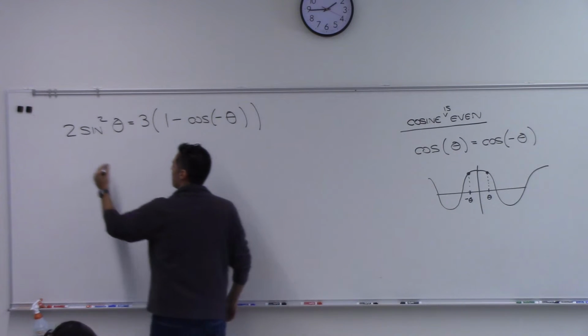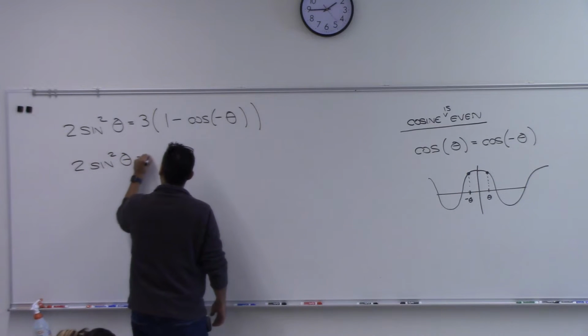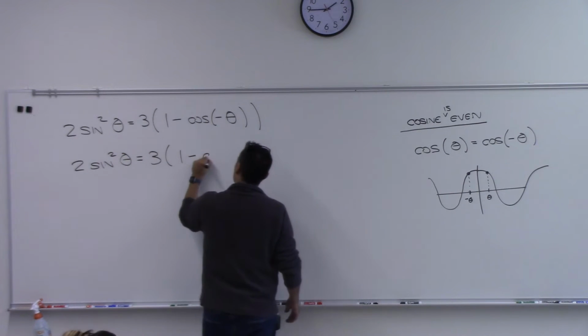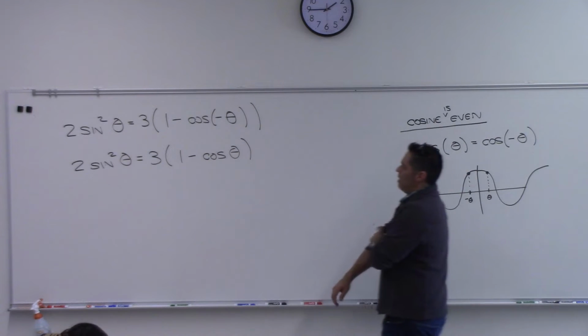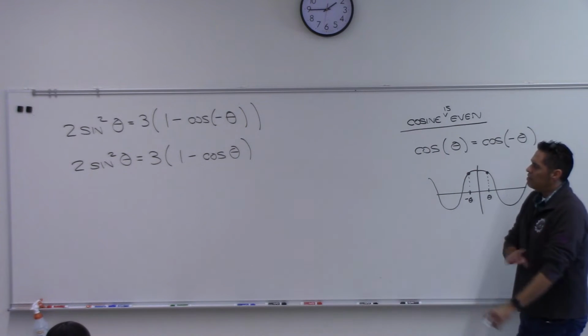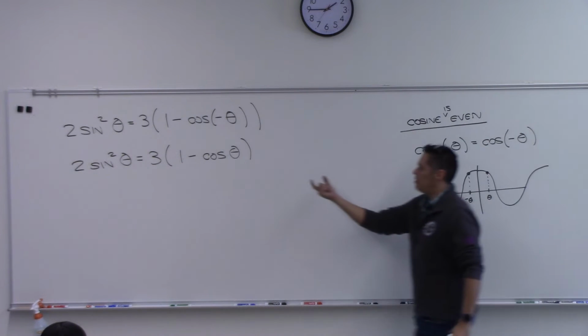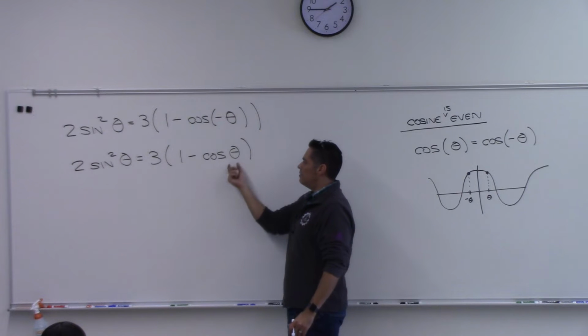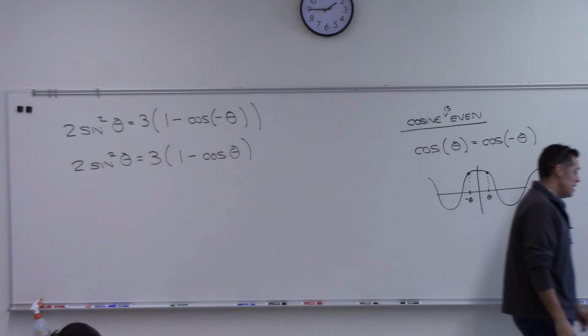So now I'm going to rewrite the problem. 2 sine squared theta equals 3 times (1 minus cosine theta), and that's it. All right, that's where I am. Because there's no negative anymore, I'm not putting this in parentheses anymore, so it'll look a little bit more like this one. Any ideas on what to do now?